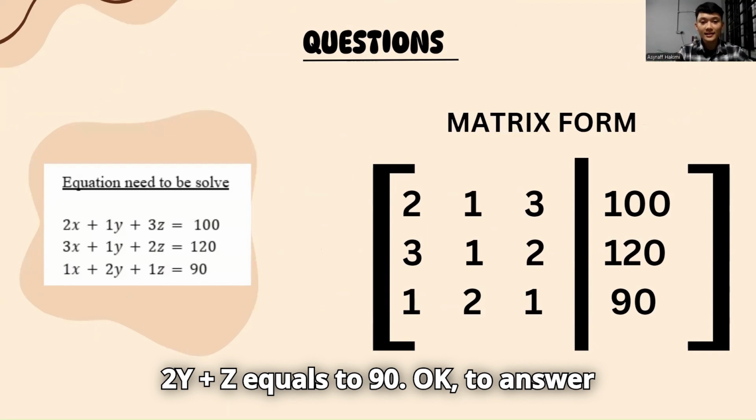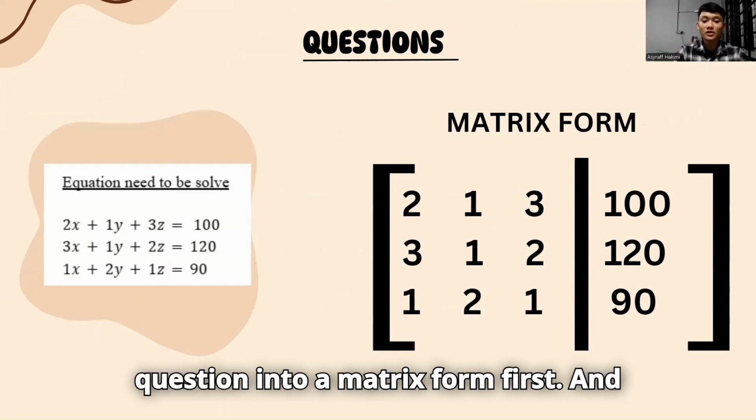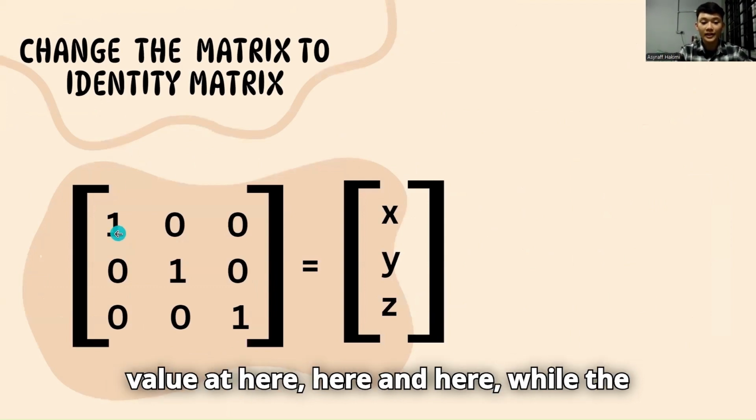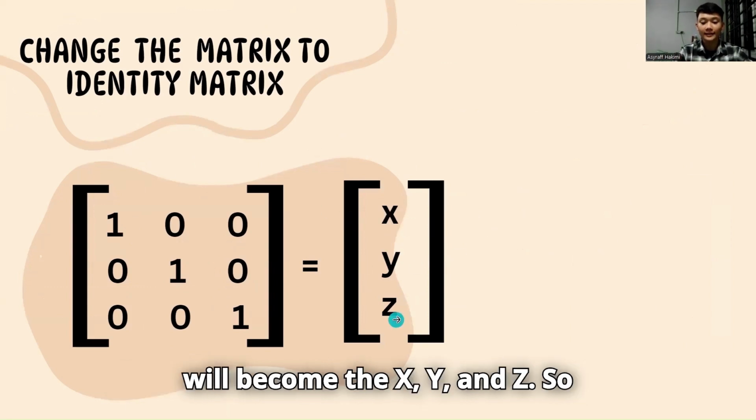To answer this question using the Gauss-Jordan elimination method, we're going to change the question into matrix form first. And we're going to change the matrix into an identity matrix, where there will be a value here, here, and here, while the rest become 0. And you can see, these will become x, y, and z.